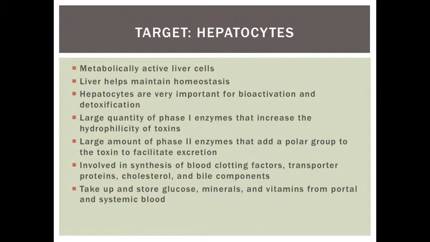The target of the toxin is the hepatocytes. The hepatocytes are metabolically active liver cells, and the liver is the organ responsible for helping to maintain homeostasis. Hepatocytes are very important for bioactivation and detoxification. The hepatocytes consist of a large amount of phase 1 enzymes that increase the hydrophilicity of toxins, as well as a large amount of phase 2 enzymes that add a polar group to the toxin to facilitate excretion.